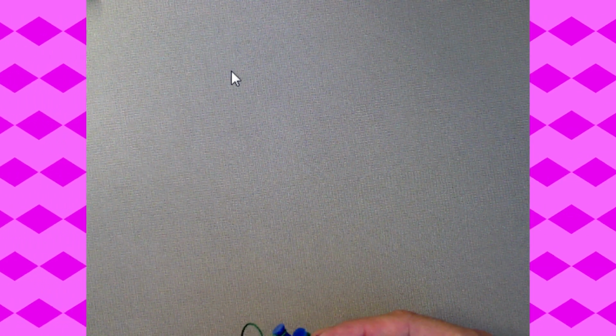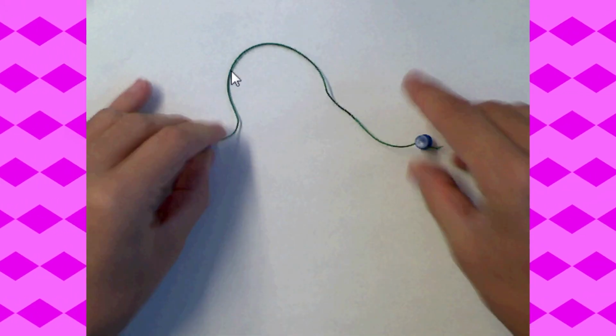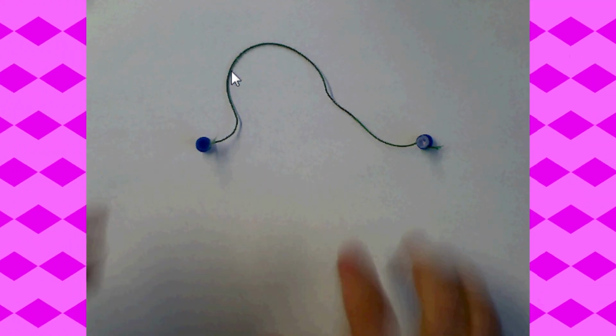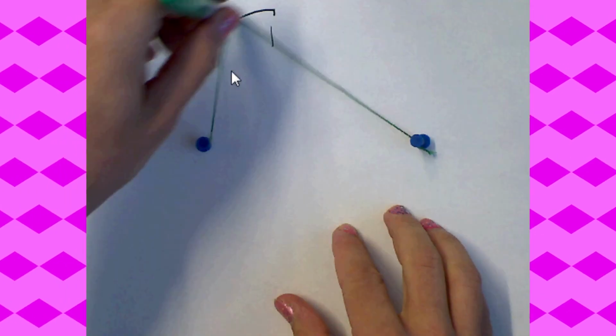Now, what happens if I want two endpoints that are fixed instead of just one? So I'll use two push pins tied to a string, and I keep the string length the same. So let's grab a new sheet of paper, and I'm just going to push these pins in. And then with this marker, I'll pull the string tight and I'll draw where it lets me.